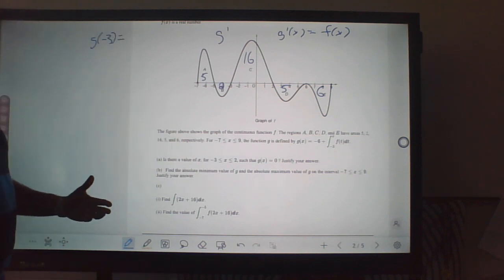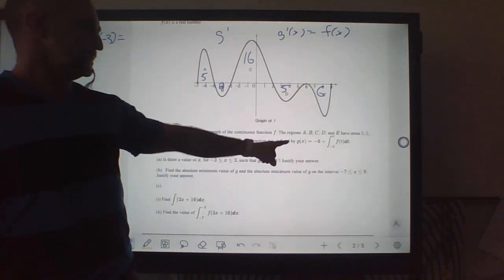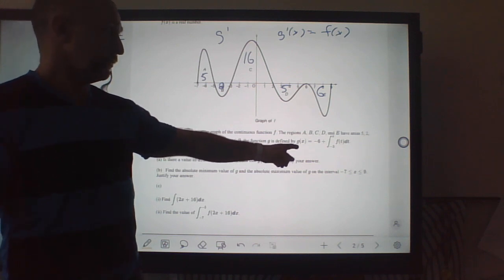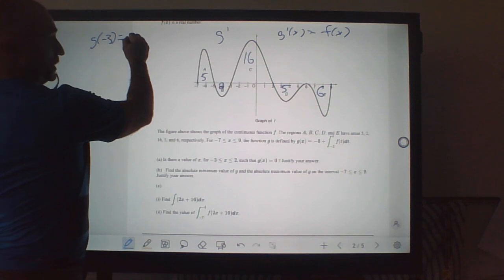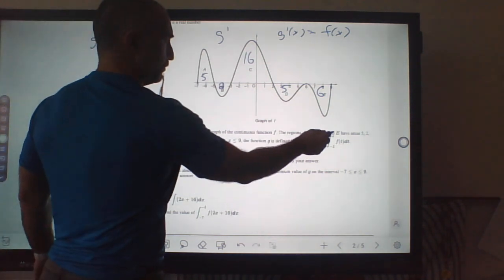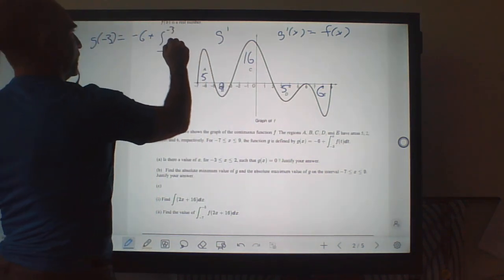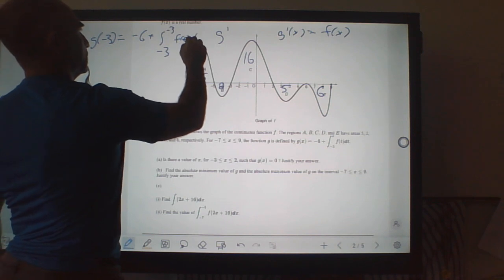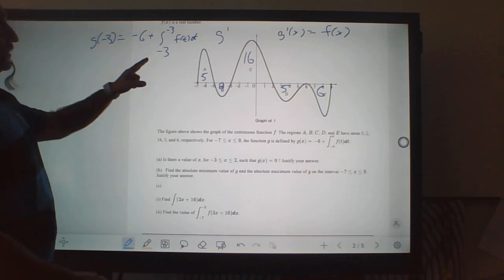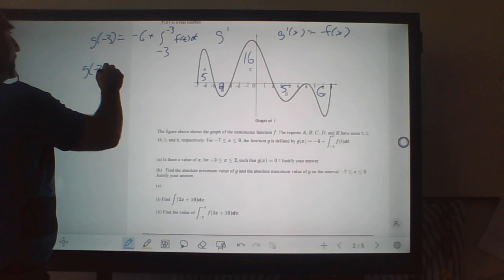Well, how do I evaluate g? I can't pluck it off the graph because this is g prime. G of x, though, is defined right here. So g of negative 3, so literally g of negative 3 is going to be negative 6 plus, well, if x is negative 3, I plug it in up there, the integral from negative 3 to 3 of f of t dt. And then, of course, if the lower limit matches the upper limit, we learned from our properties of integrals, that equals 0. So g of negative 3 just equals negative 6.